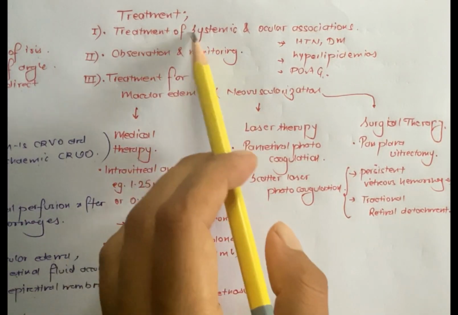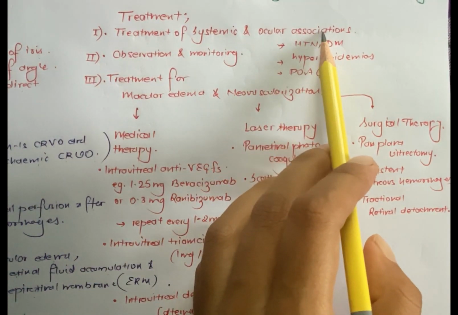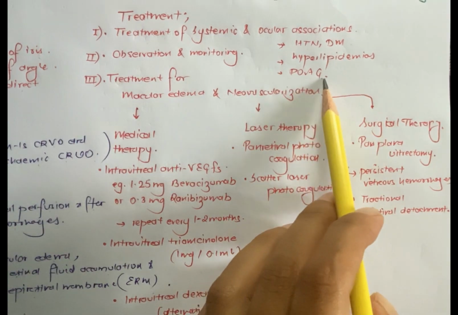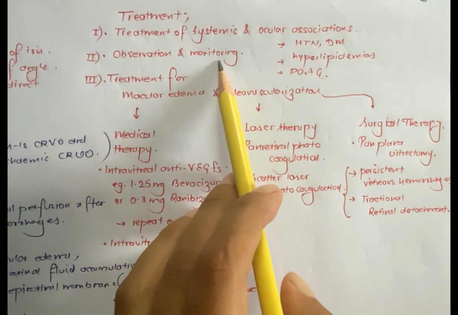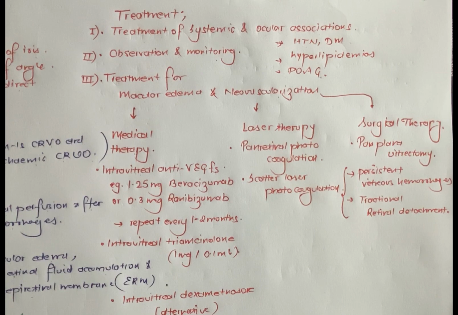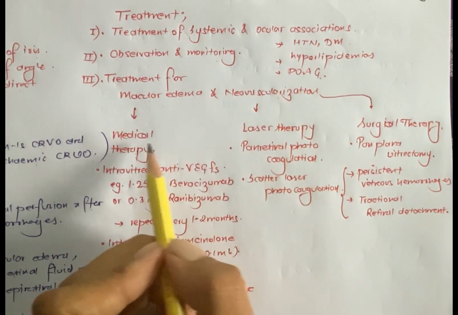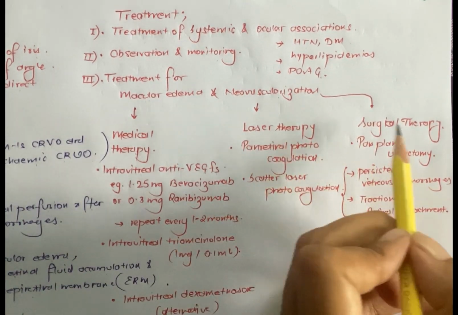First of all, treatment of systemic and ocular associations should be done, like hypertension, diabetes, hyperlipidemia, primary open-angle glaucoma. And then observation and monitoring should also be done. And now talking about the treatment for macular edema and neovascularization, there is medical therapy, laser therapy, and surgical therapy.